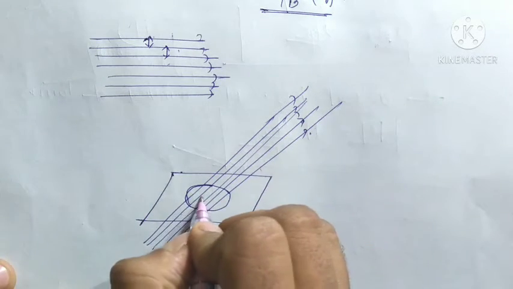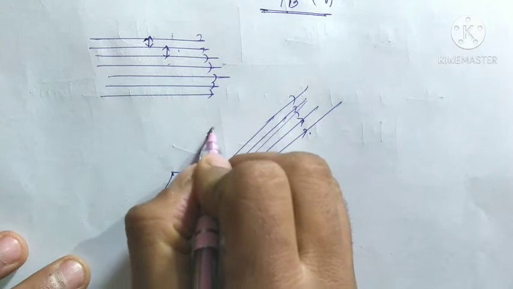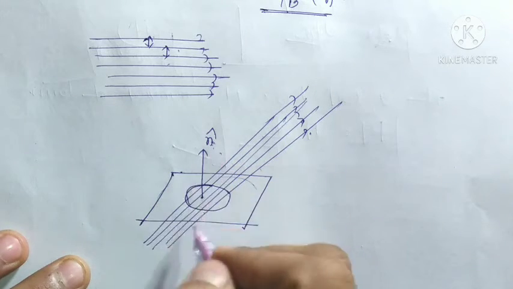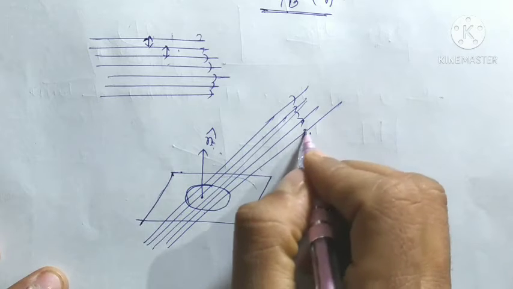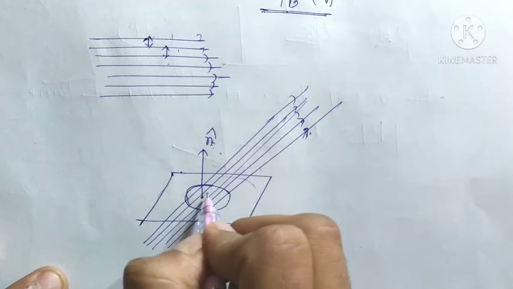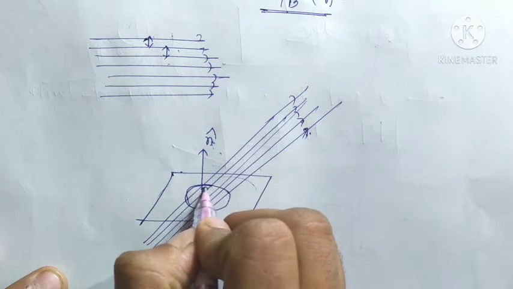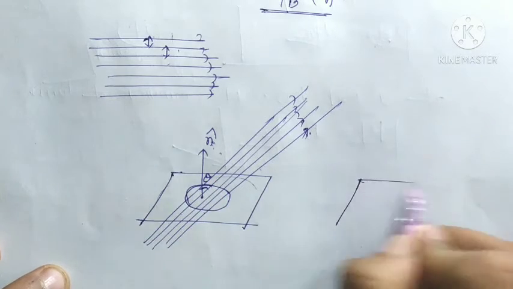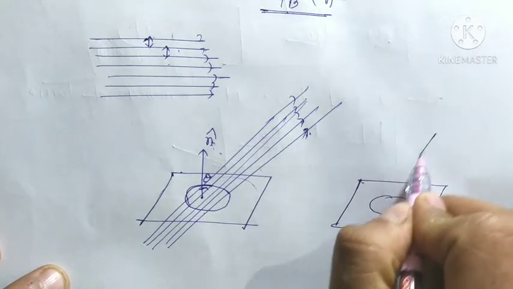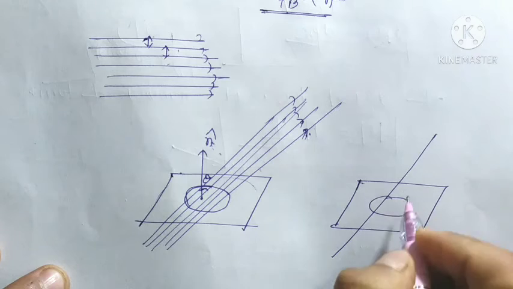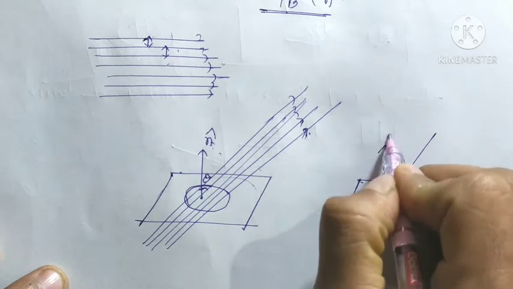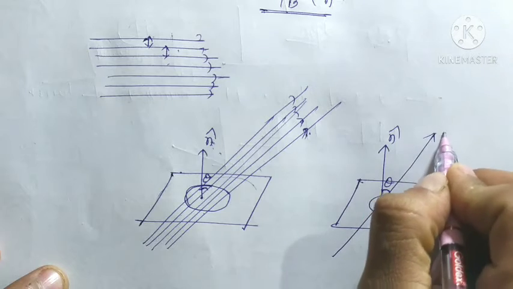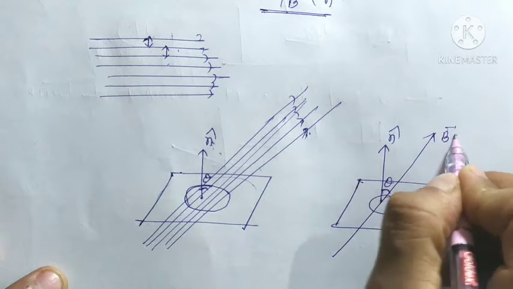Okay, and this is a unit normal to this surface. n is normal to this surface, and these magnetic field lines make angle theta with this unit vector. We take only one magnetic field line. This is the one magnetic field line, and this is the normal to this surface, and it makes angle theta with this magnetic field line.